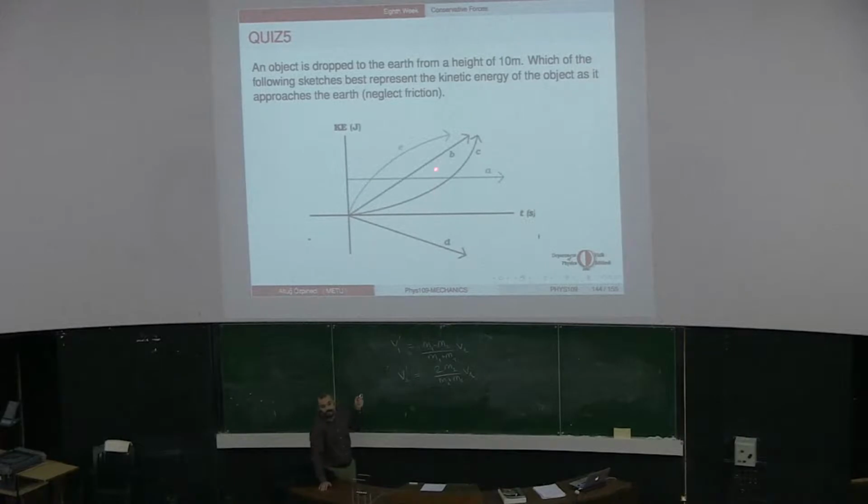It is not B. B just assumes that the kinetic energy goes linearly with time. It is not E. It just assumes that the acceleration is getting smaller as it moves, but acceleration is constant. And it is not D. Kinetic energy cannot be negative.